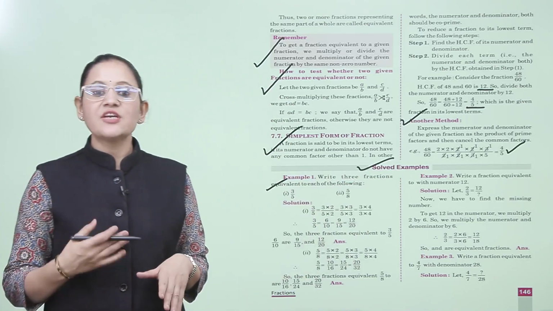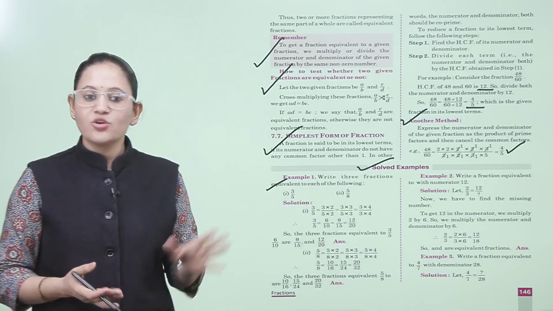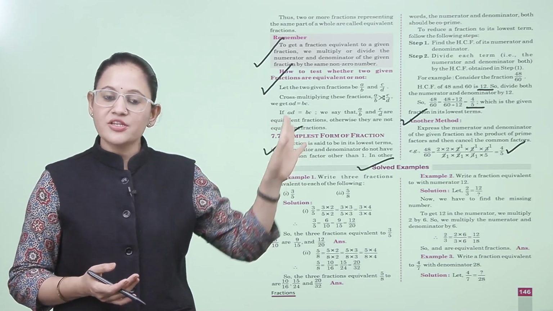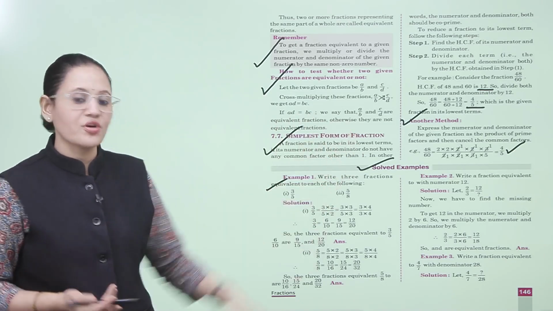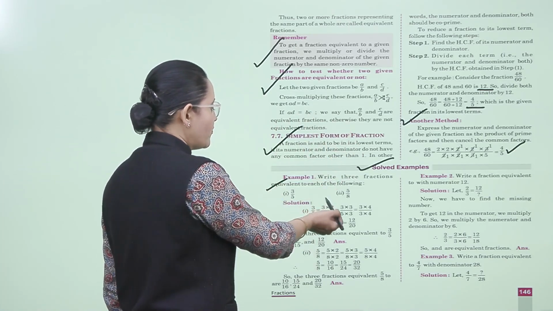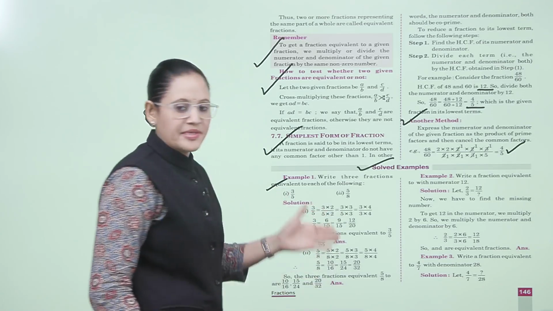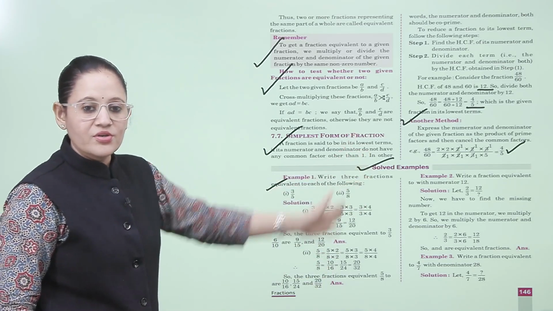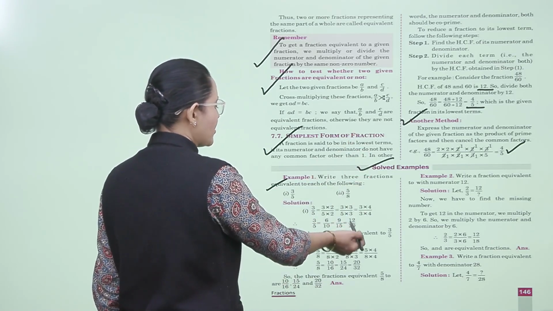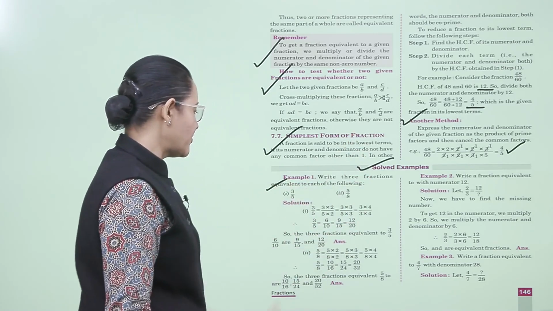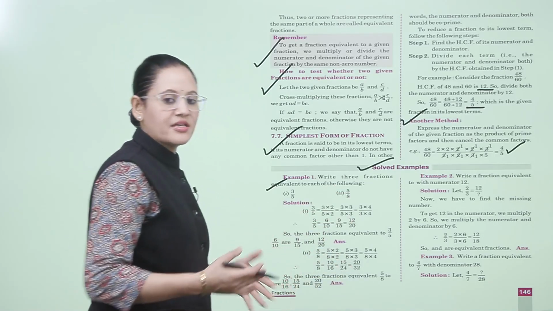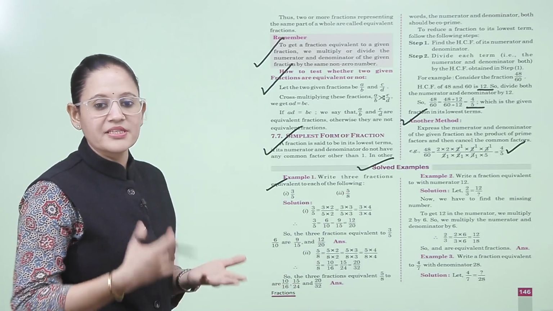Write 3 fractions equivalent to each of the following fractions. To get an equivalent fraction, what will we do? We will multiply or divide the numerator and denominator by the same non-zero number. So here we have to find equivalent fractions of 3 by 5. First we'll multiply both the numerator and denominator by 2, then 3 and then 4. So we'll get the fractions 6 by 10, 9 by 15, 12 by 20. These are the equivalent fractions. Clear?